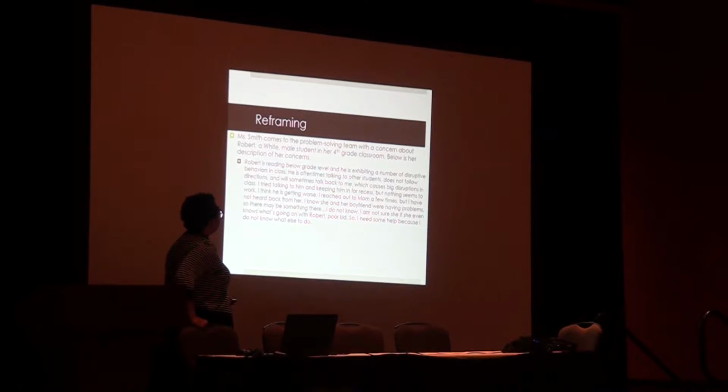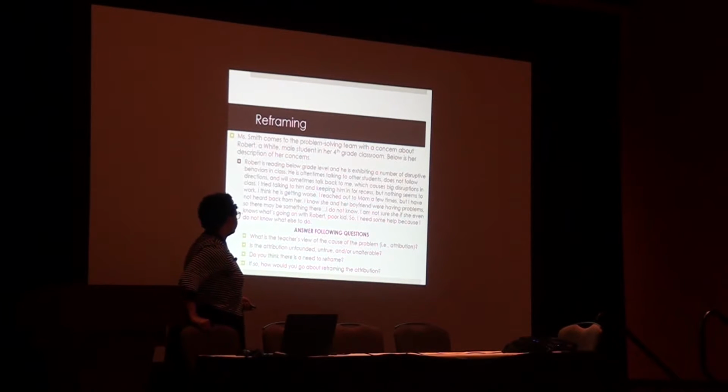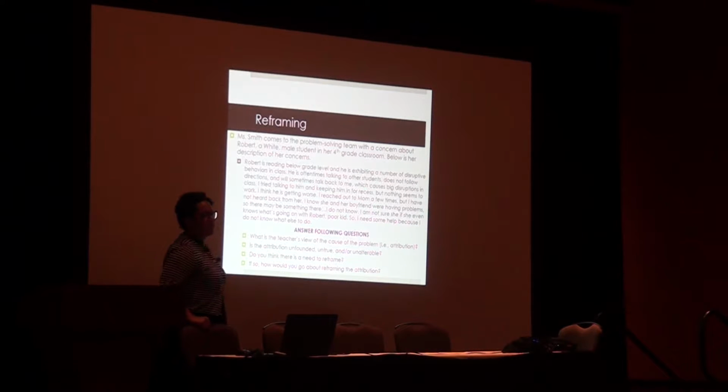I reached out to Mom a few times, but I've not heard back from her. I know she and her boyfriend were having problems, so there may be something there, I don't know. I'm not sure even if she knows what's going on with Robert. Poor kid. I need some help because I do not know what else to do. What I want you to do is just take a few minutes thinking about this example. What do you think the teacher's view of the cause of the problem is, the attribution? Just based on this description, what do you think that the attribution is? And is it unfounded, untrue, or unalterable? And is there a need to reframe?